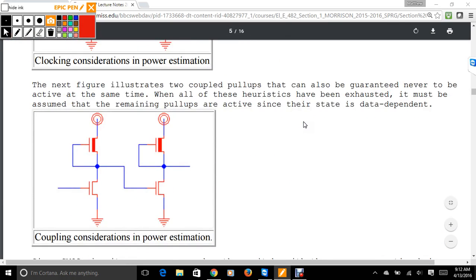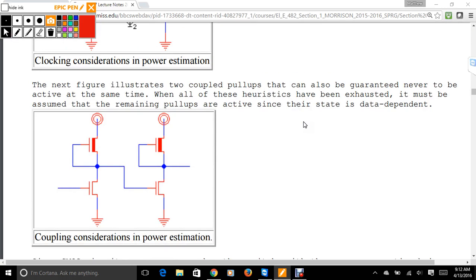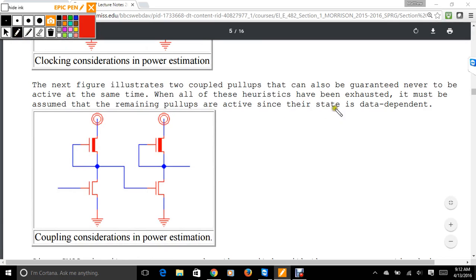So here, now we've actually put them together. They are guaranteed to never be active at the same time, because what's going to happen is you need to put a 1 here, right? You put a 1 here, it's going to give you a 0 on the output. Put a 0 on the output, that means the NMOS is not active.